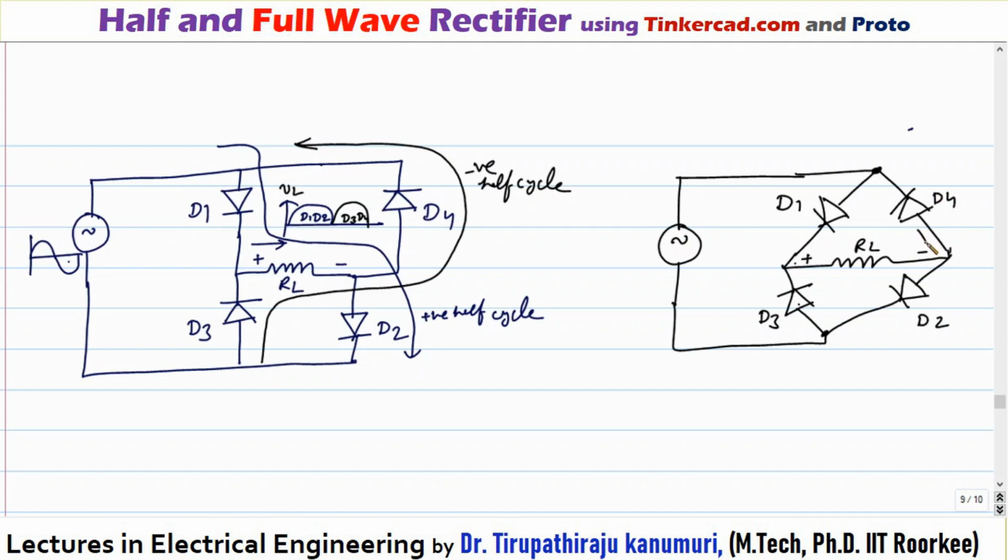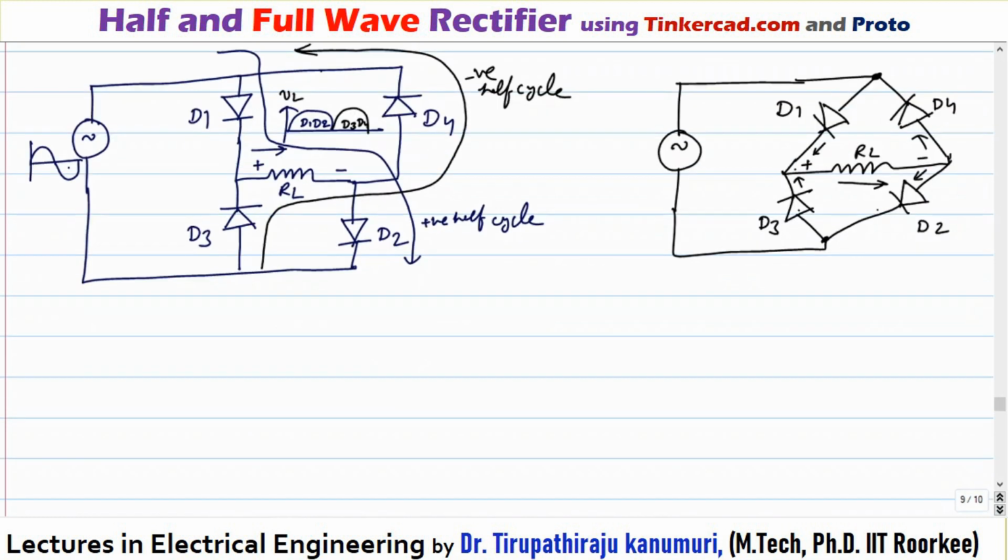Here you can see both diodes allow the current in this direction only. Similarly here, both allow the current in this direction only. That means during the positive half cycle the current goes through D1, RL and D2. During the negative half cycle it goes through D3, RL and D4. In both cases the current passes in this direction only. As it resembles a bridge, that's why it is called the bridge rectifier.